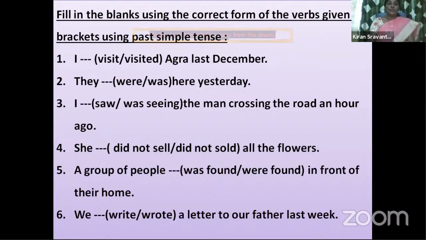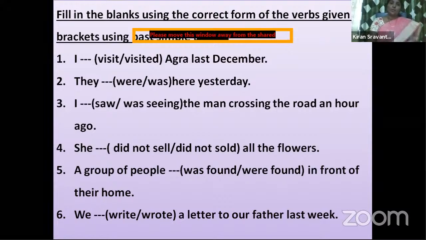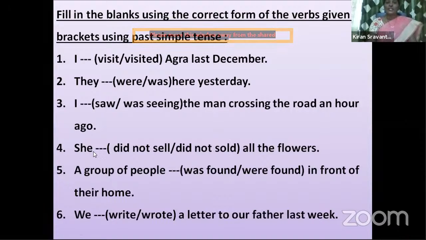Then again, she did not sell all the flowers or she did not sold all the flowers. As has been referred to earlier, these kinds of sentences might come most often in the public examinations for correction of sentences, like she did not sold. That's wrong because did already refers to the past tense. Why should we use another V2 form of the verb? So we say she did not sell. When we use past tense here, it should be followed by V1. She did not sell all the flowers.